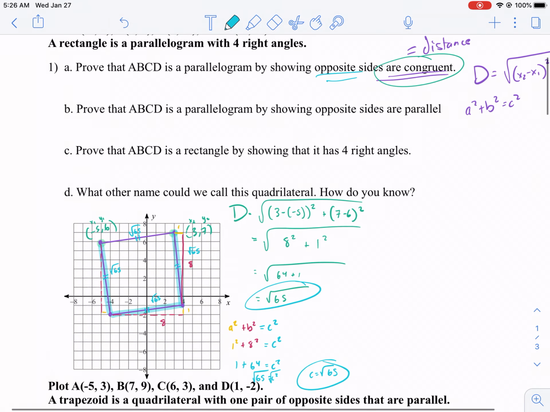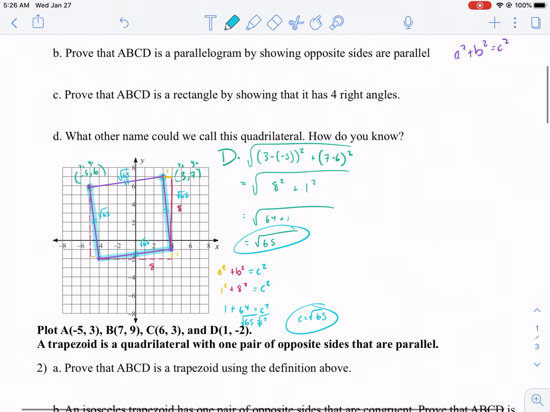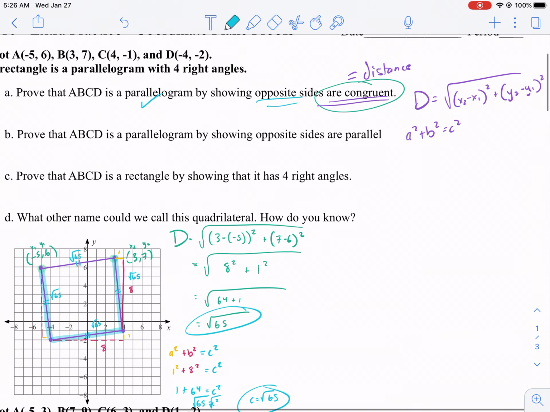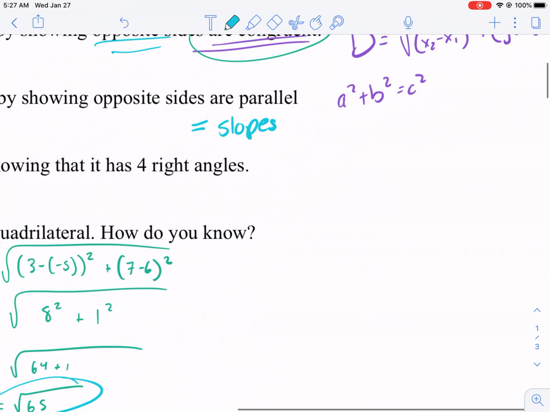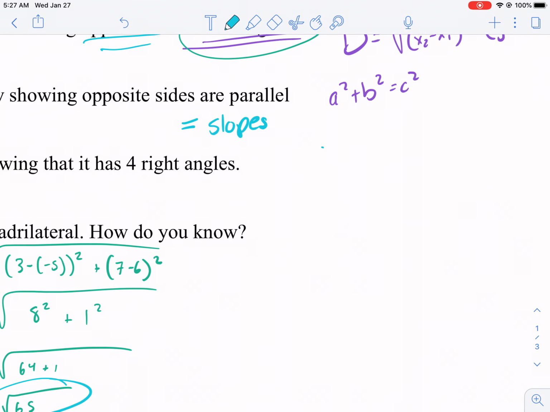So we just proved that opposite sides are congruent. It is a parallelogram because that's the definition of a parallelogram. Now we want to prove that ABCD is a parallelogram by showing opposite sides are parallel. Okay, great. We need to know here, if it's parallel, we're talking about equal slopes. Sides are congruent, equal distance. Sides are parallel, equal slope. So we need to know what slope is equal to.